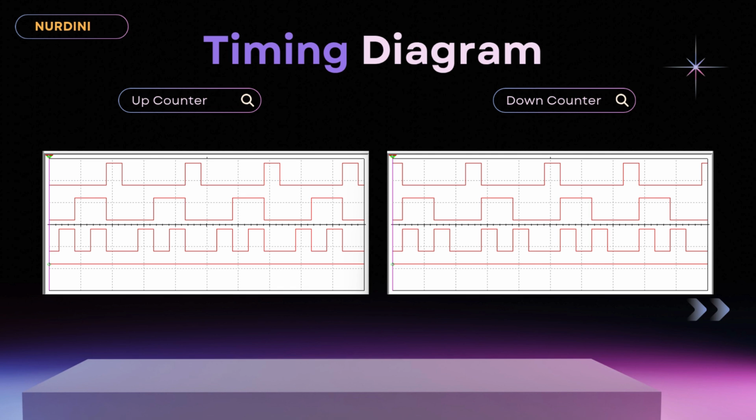Q3 toggles when Q2 is high, so it changes less often, roughly every 4 cycles. Q4 toggles only when Q2 and Q3 are both high or when Q4 is already high. It changes the least, flipping at the end of a full sequence cycle.